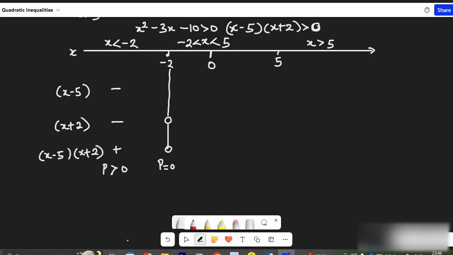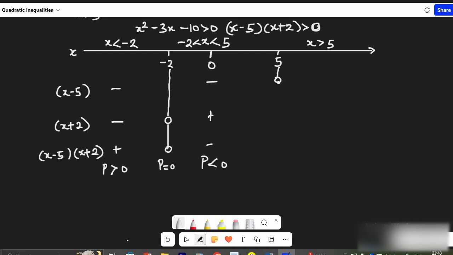Now, between minus 2 and 5, remember you can choose any random number between minus 2 and 5 to test. So I'm just going to use 0. So if x is 0, of course, x minus 5 will be minus 5, that's a negative number. If x is 0, x plus 2 will be 2, and that's a positive number. And minus times plus is minus. So for this region where minus 2 is less than x and x is less than 5, we say that the product is less than 0 because it's negative. Now, when x is equal to 5, this will be 0, of course.